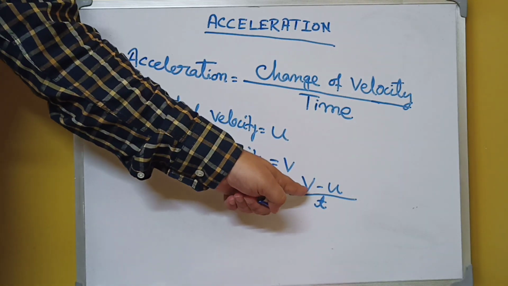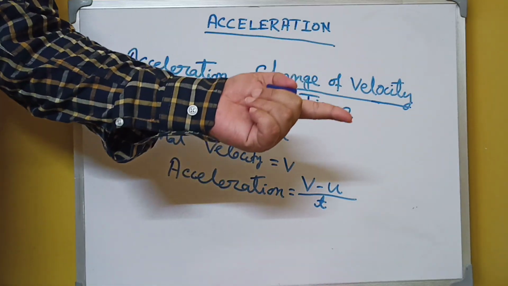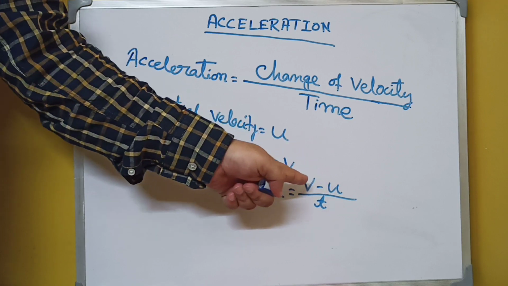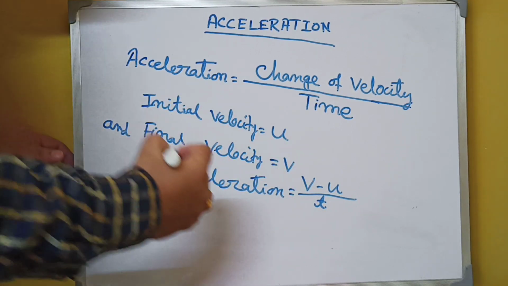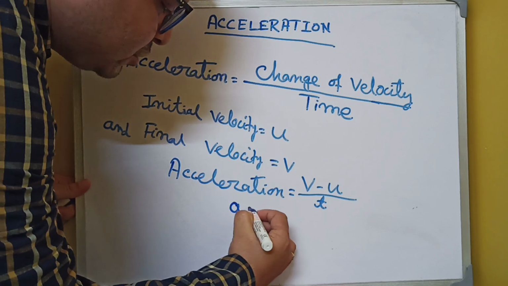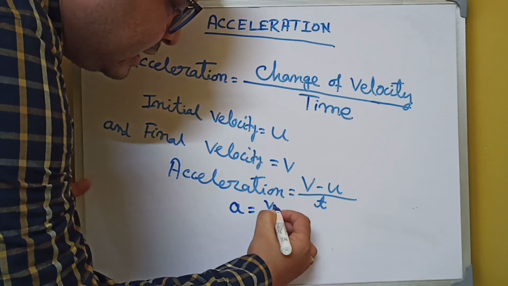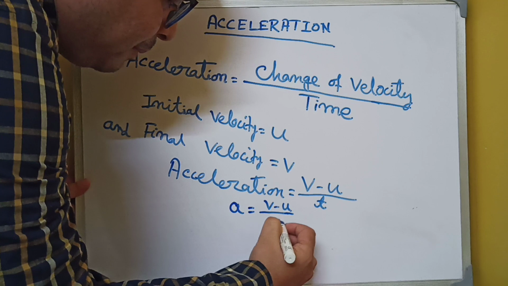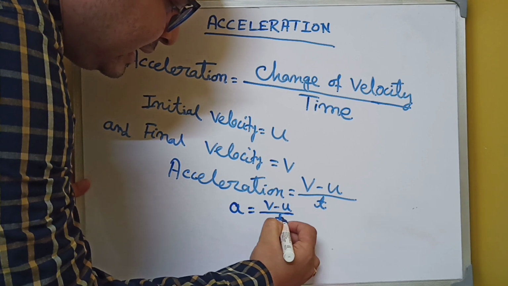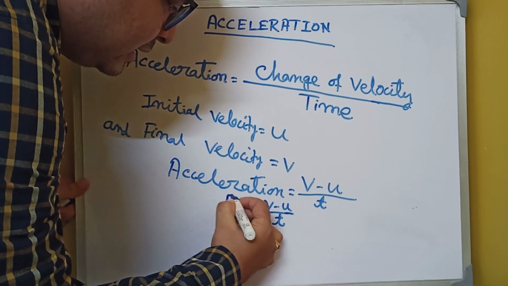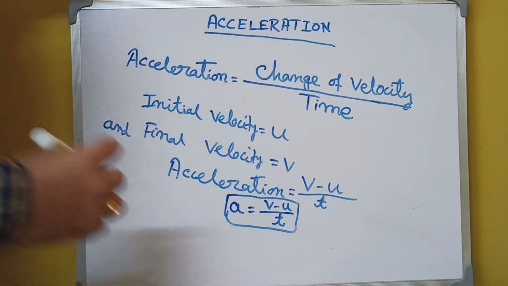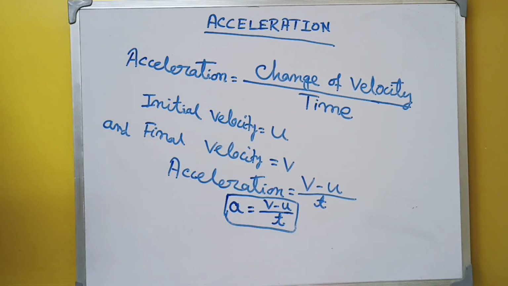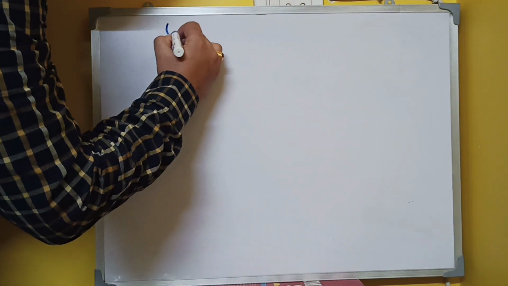V is the final velocity, that means velocity is increasing, that is v minus u. V minus u by t, and acceleration is represented by a. A is equal to v minus u by t. That is your equation. Now the unit of acceleration.